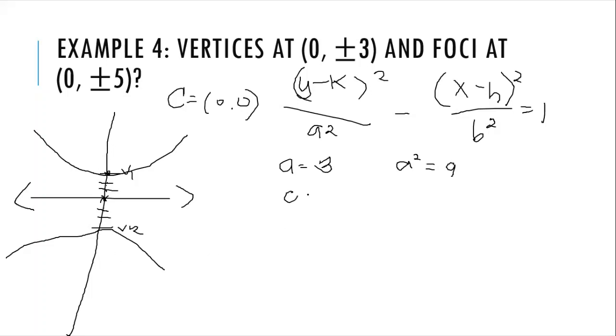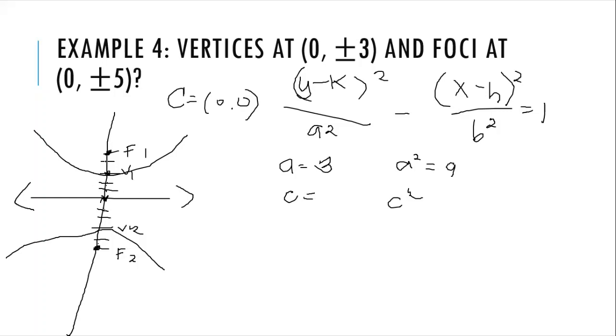Next, our c or our foci. Foci is positive and negative 5, 0, and positive, negative 5. Foci 2, foci 1. Okay? So the x is 0, positive 5, 1, 2, 3, 4, 5. So here is foci 1. The x is 0, negative 5, 1, 2, 3, 4, 5. So here is foci 2.